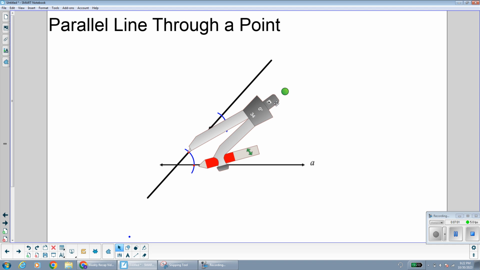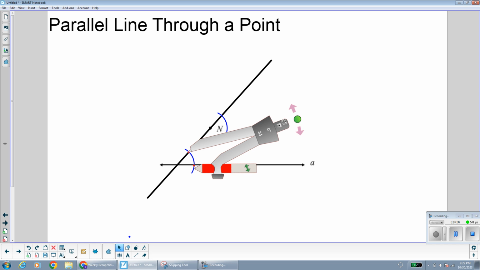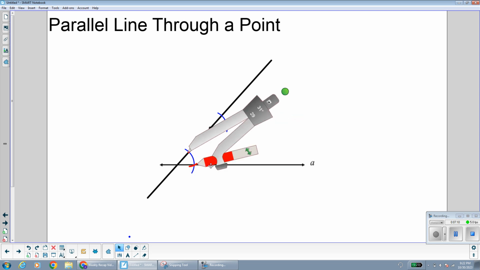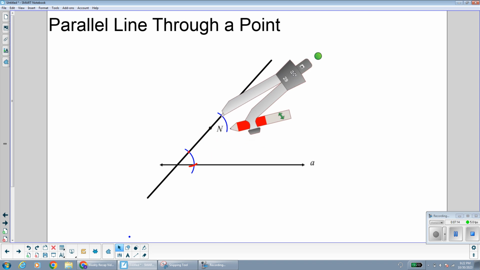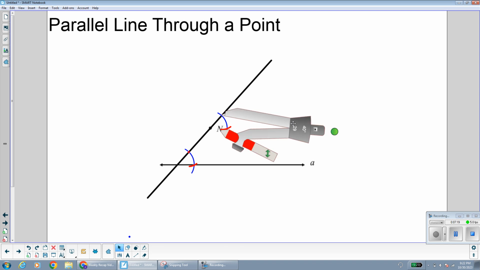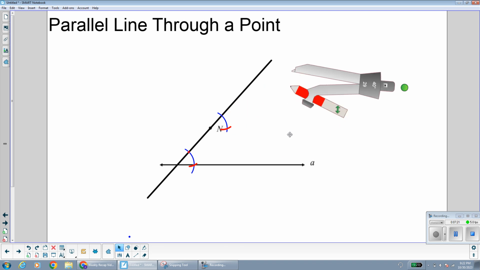I'm going to put my compass on one point, and I'm going to match up to the other. And I'm going to swing an arc to show that I measured. Now I'm going to come up here where my first arc hit the line, and I'm going to swing an arc using the measurement that we measured.